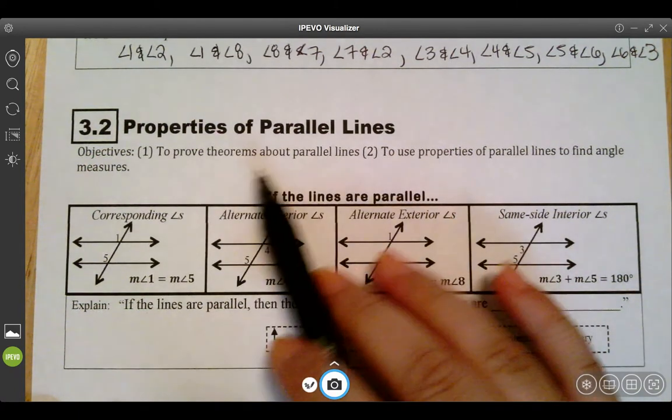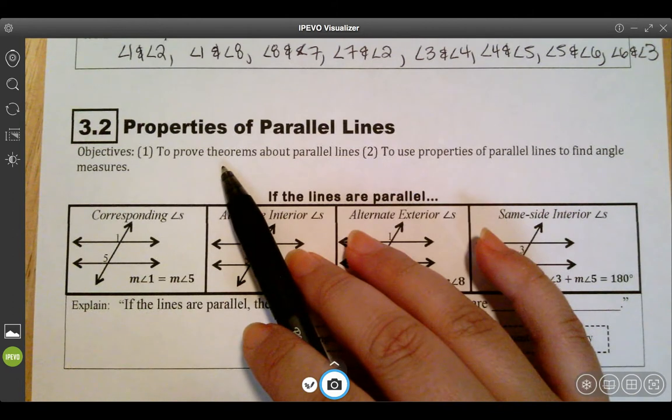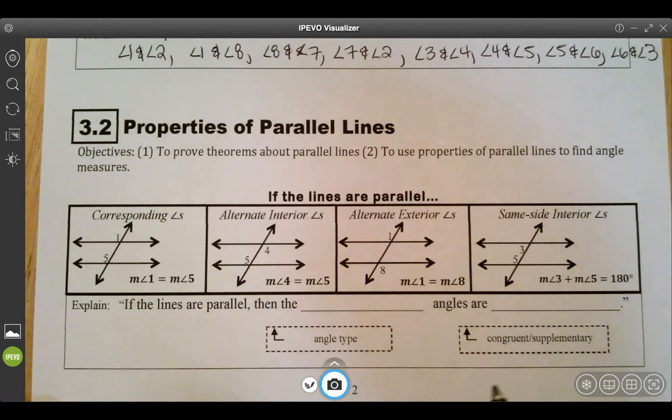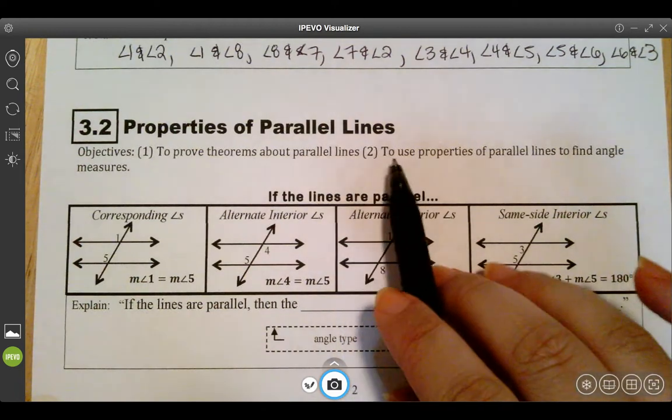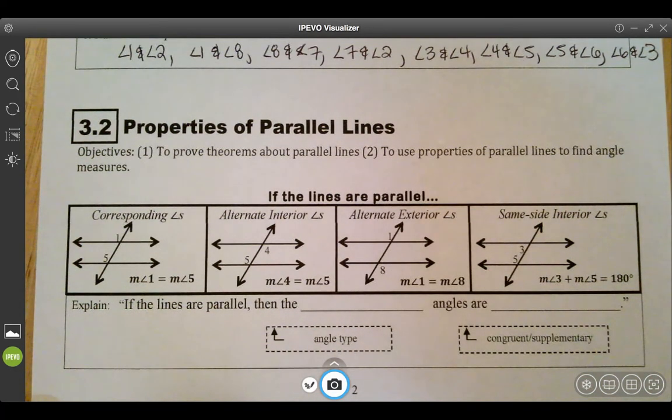So our objectives for this section are to prove theorems about parallel lines. So we're going to bring proofs back. That's why you started them over the weekend. And then we're also going to use properties of parallel lines in order to find angle measurements.